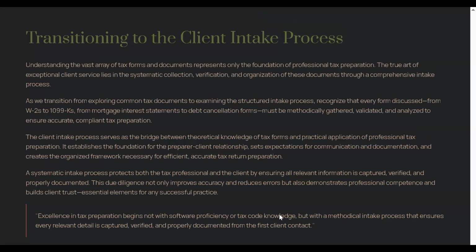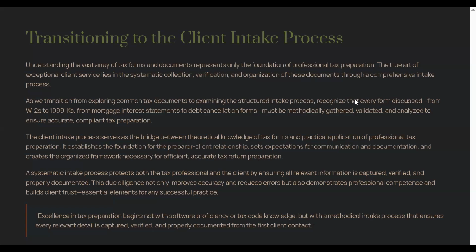So we're going to get into the client intake process that serves as a bridge between theoretical knowledge of tax forms and practical application of professional tax preparation. It establishes the foundation for the preparer-client relationship, sets expectations for communication and documentation, and creates the organized framework necessary for efficient, accurate tax preparation. Excellence in tax preparation begins not with software proficiency or tax code knowledge, but with a methodical intake process that ensures every relevant detail is captured, verified, and properly documented from the first client contact.